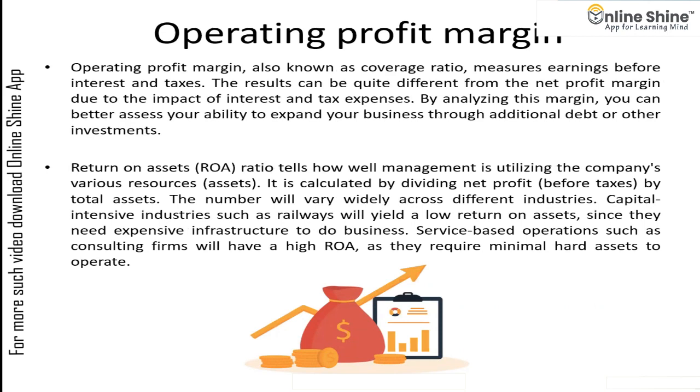Return on assets ratio tells how well management is utilizing the company's various resources or assets. It is calculated by dividing net profit before taxes by total assets. So basically what it is, net profit by total assets, but net profit is gross profit, okay, minus taxes, that is net profit. The number will vary widely across different industries. Capital intensive industries such as railways will yield a low return on assets since they need expensive infrastructure to do business. Service based operations such as consulting firms will have a high ROA as they require minimal hard assets to operate.